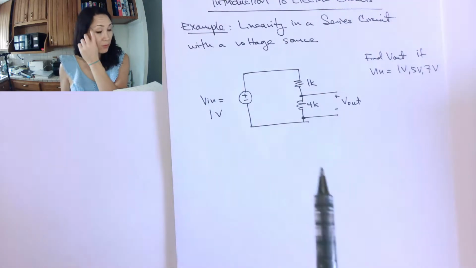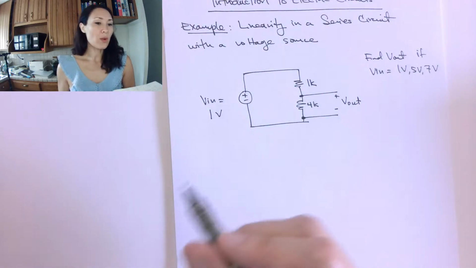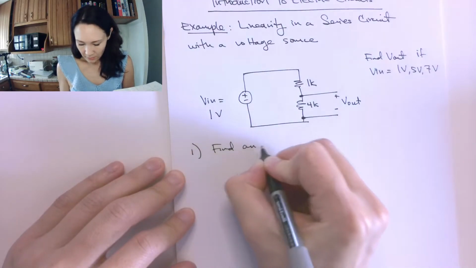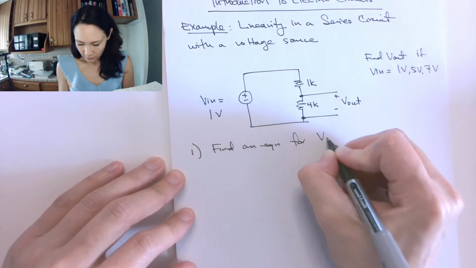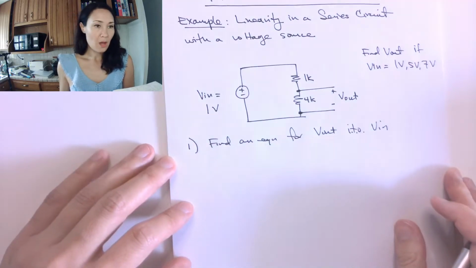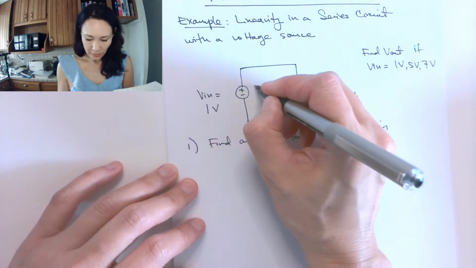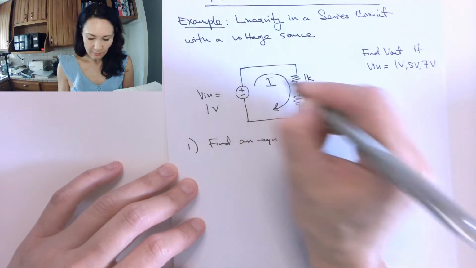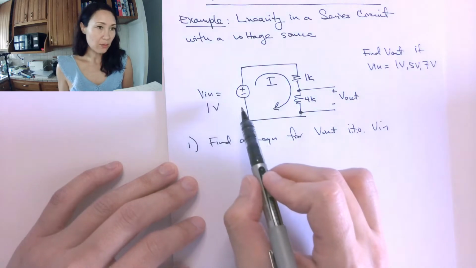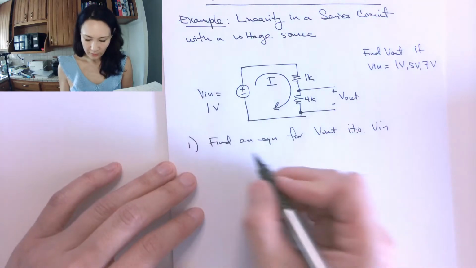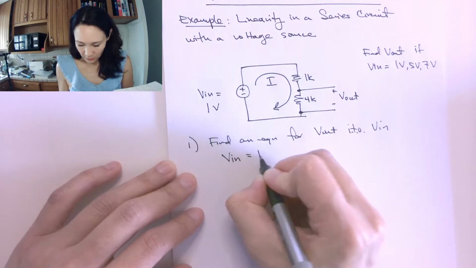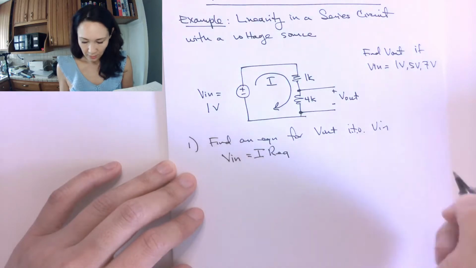So the first step for these problems is we want to find an equation for V out in terms of V in. Okay, great. So this is a series circuit, so we know that the current is going to be the same everywhere in this. The amount of current that is produced and supplied by this voltage source is going to depend on R equivalent. So using Ohm's law, we have that our source voltage is equal to I times R equivalent.